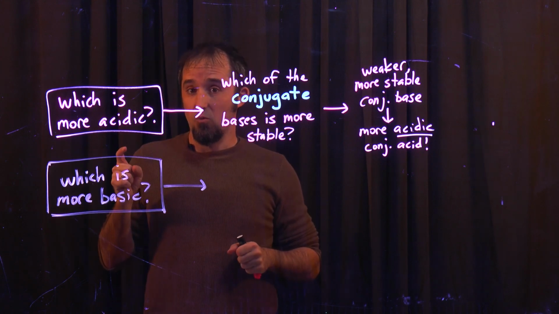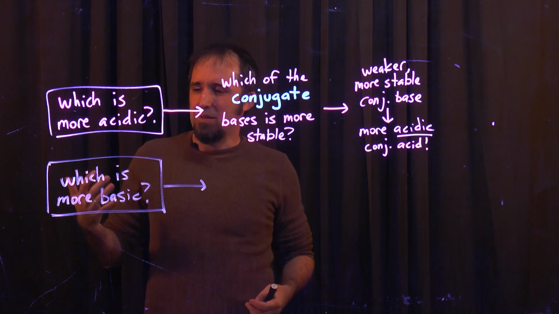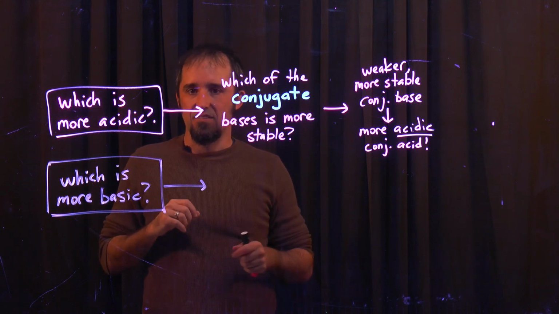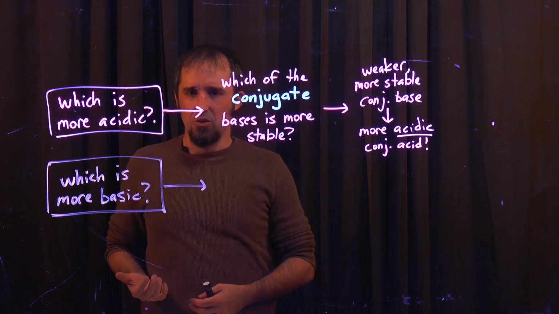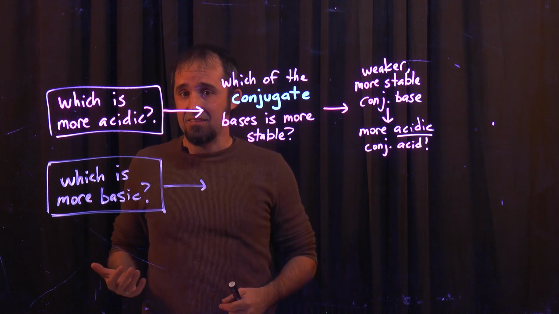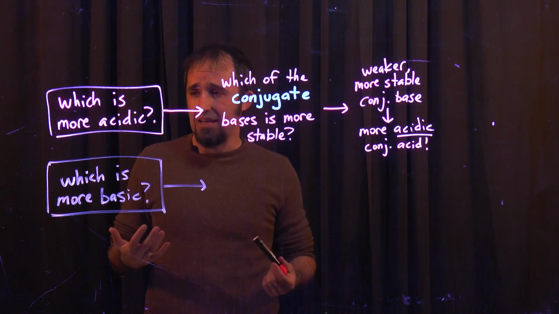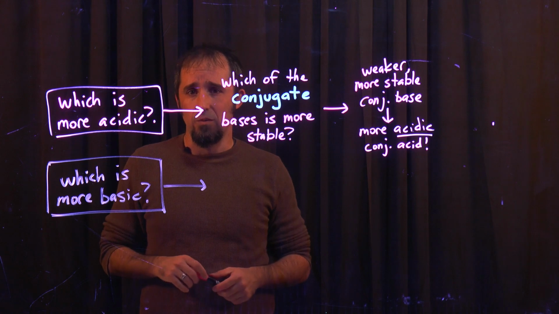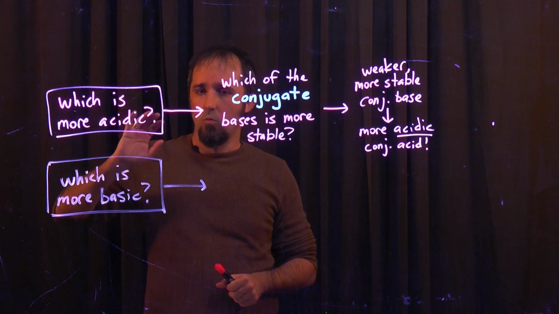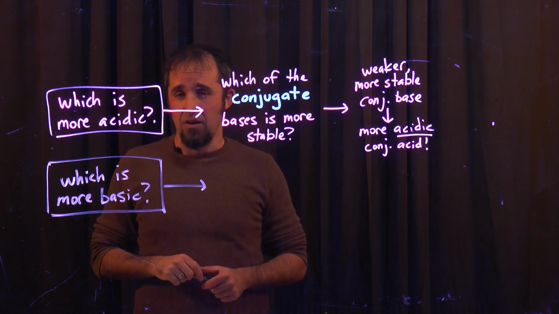How do I answer which is more basic? Well, it's not the opposite, right? You might be tempted to think, oh, strong acids are weak bases and strong bases are weak acids. And so if something is a really bad acid, it's a really good base. That's not how it works. There's lots of things that are really bad acids and really bad bases. Like most carbon molecules, most CHs are really weak acids and really weak bases. And so this is a separate question. But we're going to follow a similar thought process, and actually an easier thought process.